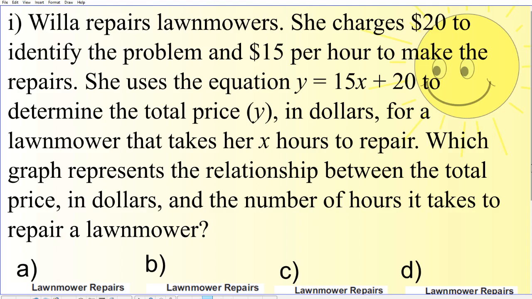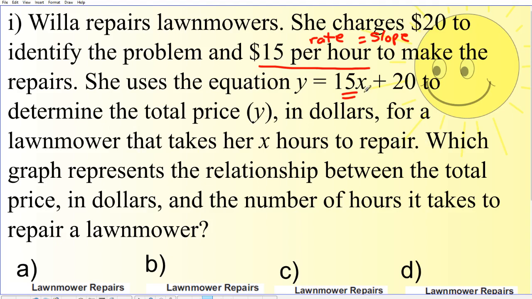Letter I. Willa repairs lawnmowers. She charges $20 to identify the problem and $15 per hour. This per hour thingy, that's her rate. That's her slope. She uses the equation y equals 15. See, there it is. There's that slope again. I told you. Y equals 15x plus 20 to determine the total price in dollars for a lawnmower that takes X hours to repair.